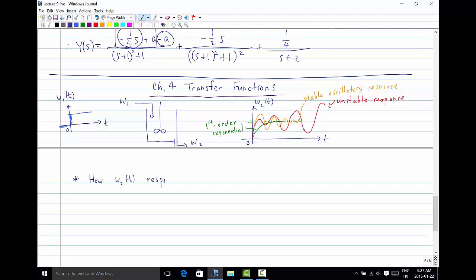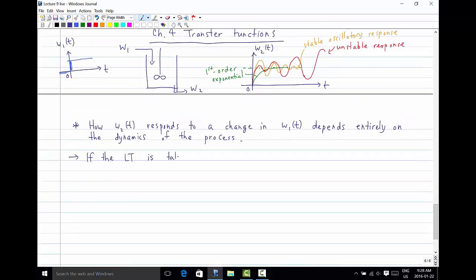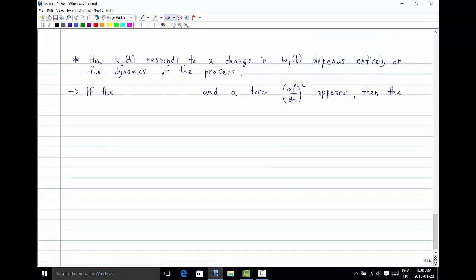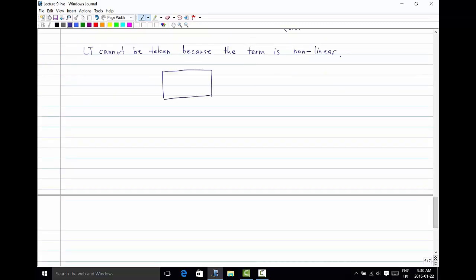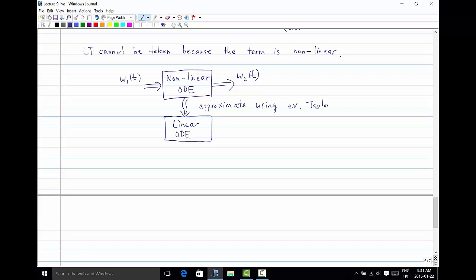How W2 of t responds to a change in W1 of t depends, again, entirely on the dynamics of the process. If we write the differential equation and we see a nonlinear term, such as the derivative to the power of 2, then we cannot take the Laplace transform because Laplace transforms only deal with linear functions. In a general situation where we have two variables, one input, one output, W1 of t and W2 of t, we have a nonlinear ordinary differential equation describing the relationship between them. We can approximate this ordinary differential equation by linearizing it using methods such as Taylor expansions.